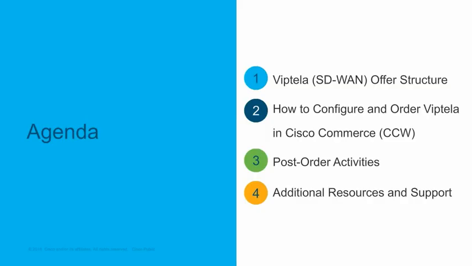We will begin this session with a high-level overview of the Viptela or SD-WAN offer structure. Then, we will show you how to configure and order Viptela in Cisco Commerce. This will be a step-by-step ordering demo. Next, we will talk about post-order activities such as order claims, invoicing, plug-and-play portal, and RMAs. To conclude, we'll share with you additional training resources and where you can go for support.